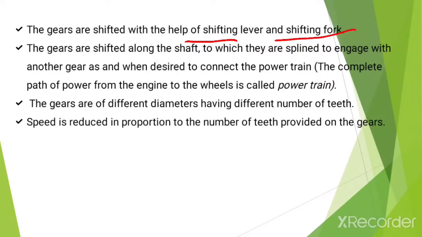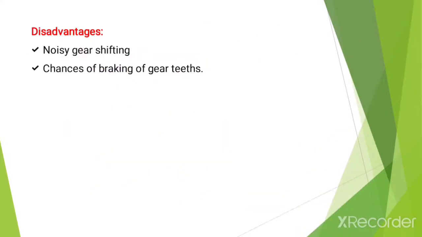it means there is an increase in speed. So according to the speed there are different diameters of the gears and numbers of teeth. Speed is reduced in proportion to the number of teeth provided on the gears, so speed reduction depends upon the diameter of the gear and how many teeth are present. Then what are the disadvantages of the sliding mesh type of gearbox?